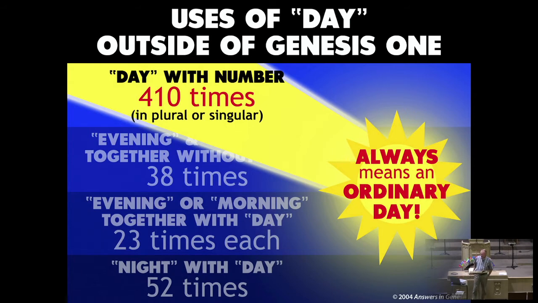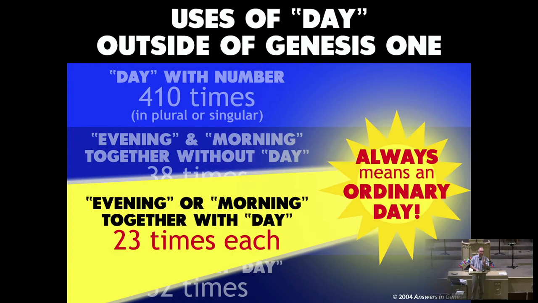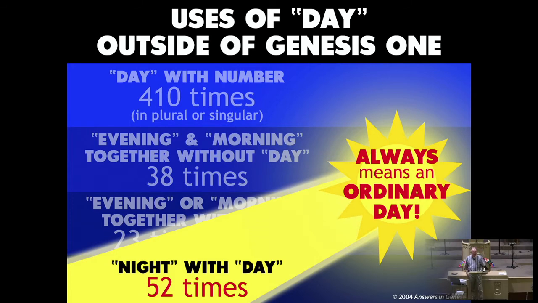What about the phrase evening and morning together without the word day? Just evening and morning. Used 38 times outside of Genesis, always means an ordinary day in the Bible. The evening and the morning. We know what that is, don't we? Right. Here's another one. The word evening or the word morning together with the word day, 23 times. And it always means an ordinary day. And then one last one, the word night with the word day, night and day, 52 times outside of Genesis, it always means an ordinary 24-hour day.